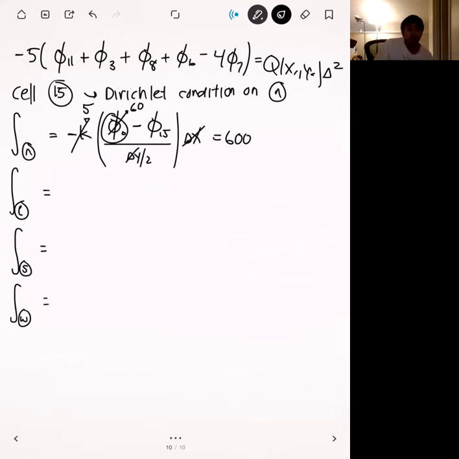And then, to this, we're going to add minus 5 times 10, times 2, and so this is minus 20, or minus 10, sorry, minus 10 phi 15. And so that's the first integral that we have there, the north integral, and so that's changed. And of course, since we have the 600, which is a known constant, we can go ahead and move this to the right-hand side.